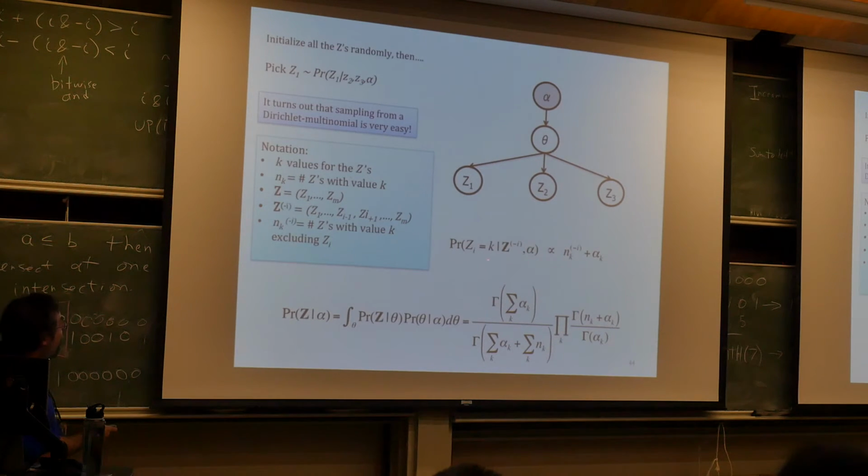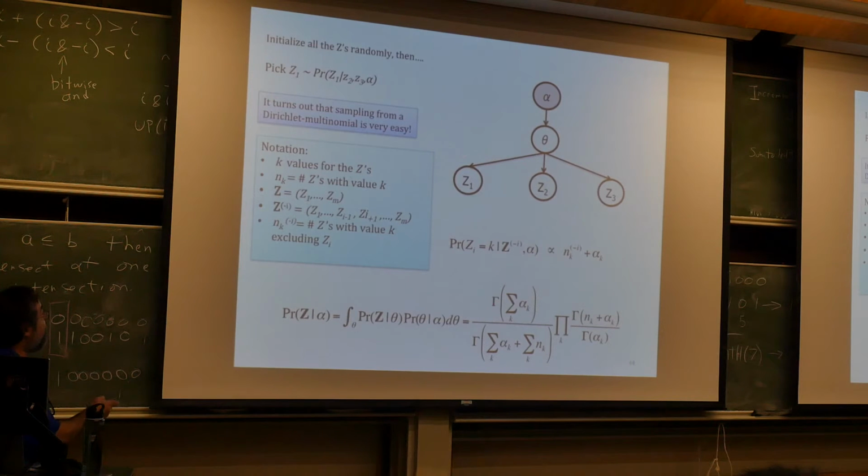So what's the sampling rule? To figure out the probability that z_i equals k, given all the other z's, and alpha is basically just this. We have the smoothing for alpha. This is the amount of pseudodata I have for alpha for the kth class. And then it's the number of values in these other z's that are assigned to class k, excluding the ith one. That's really simple. It's just that with a normalizer.